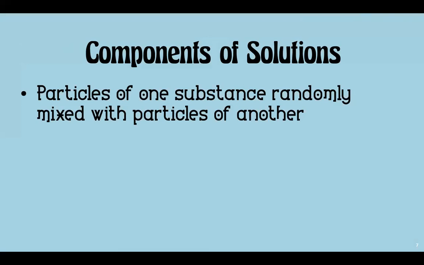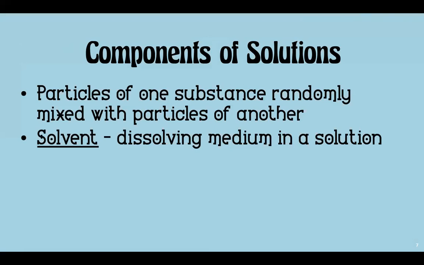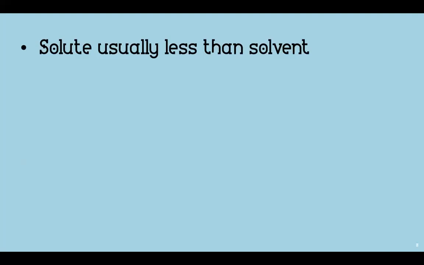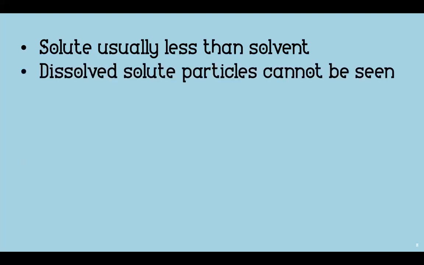Now, there's two parts to a solution. You have one substance which is randomly mixed with particles of another substance. The solvent is the dissolving medium. In a solution, most often it's going to be water. And the solute is the substance that is dissolved in a solution. So in the previous example of sugar and water, the solvent is water and the solute is sugar. The solute in a solution is usually less in quantity than the solvent.